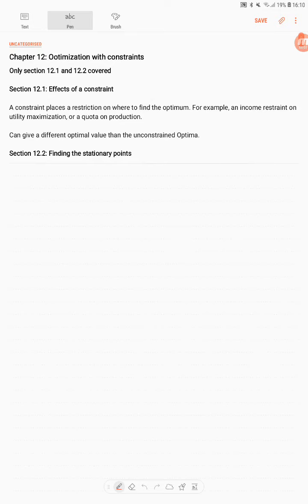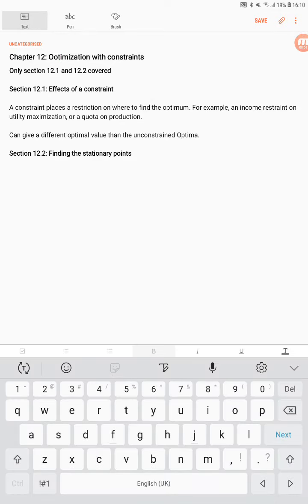In this video, we will look at Chapter 12, which is Optimization with Constraints. Please note that only Section 12.1 and 12.2 will be covered. Section 12.1 discusses the effects of a constraint. A constraint places a restriction on where to find the optimum.